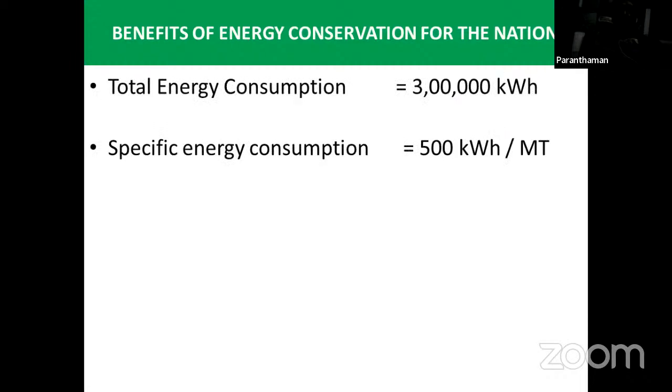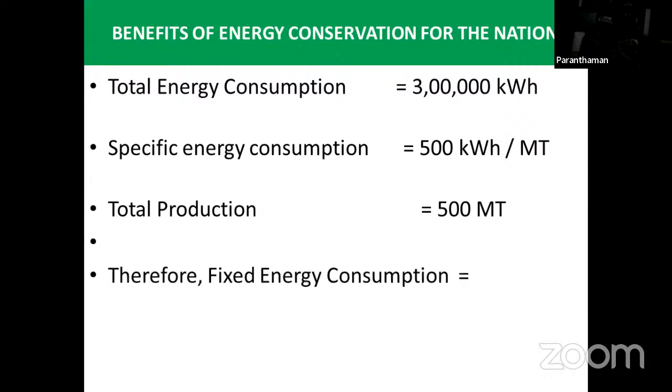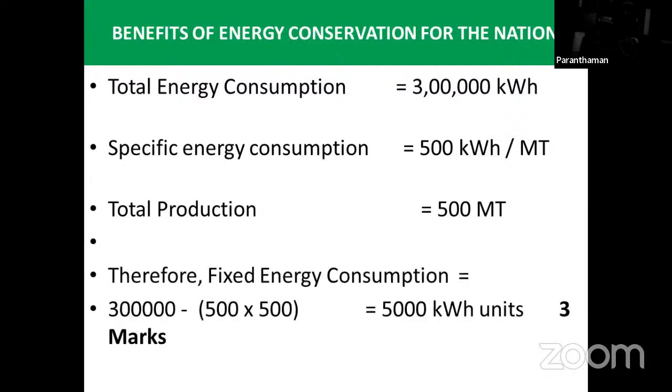500 kilowatt hour per metric ton. Total production is 500 metric tons. And the consumption for production is 500 into 500. If you subtract it from 3 lakhs, you will get 50,000 kilowatt hour. This is the energy it is consuming even though it is not producing any output. Okay, sir? This is a question from another chapter, but we can answer it, connected to the question on the slide.